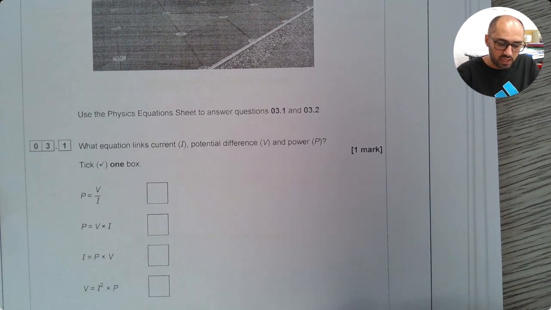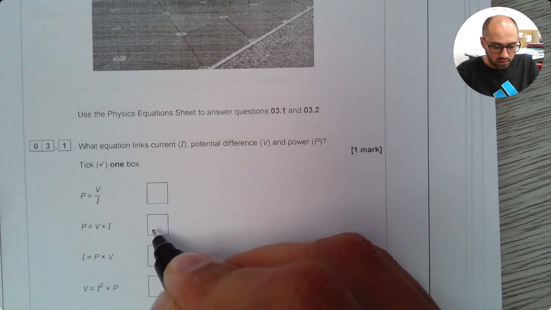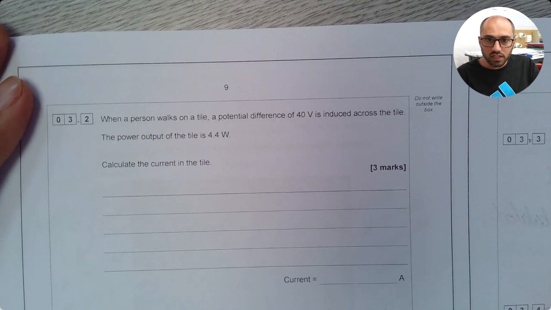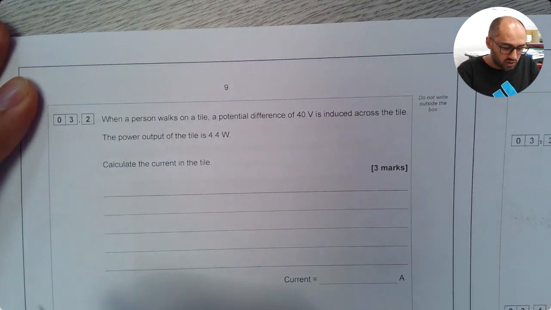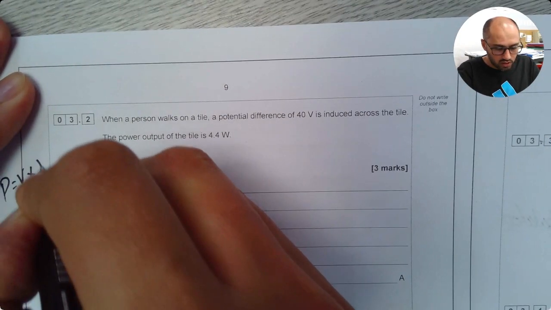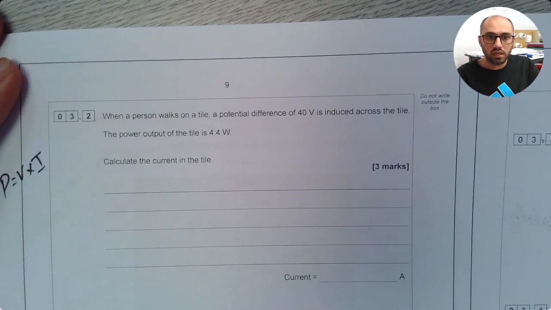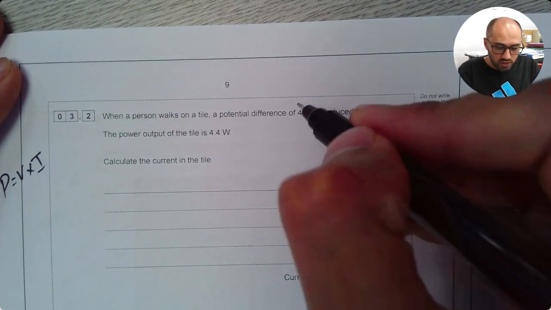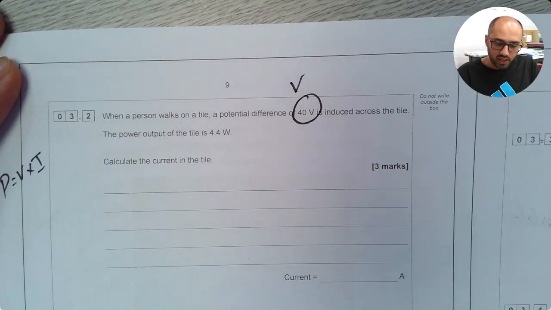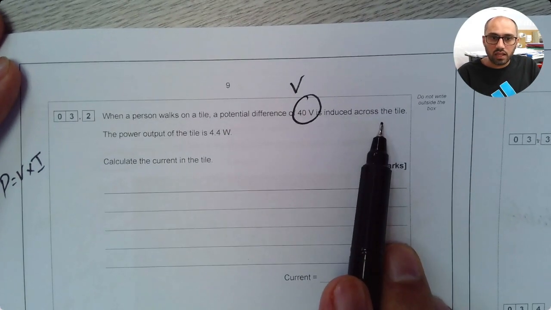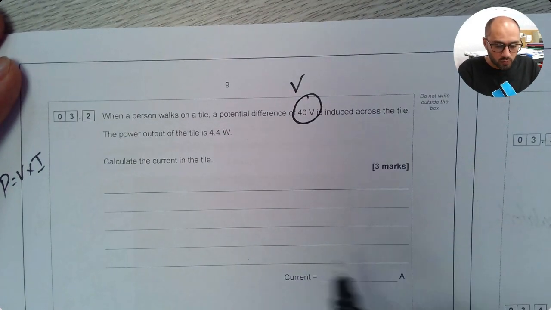The equation is P equals V times I. We've already picked up the equation on the last question, which is P equals V times I. This question asks us to use this equation to work out the missing value. It says when a person walks on a tile, the potential difference of 40 volt, so this is the value of V, is induced across the tile. The power output of the tile is 4.4 watts.